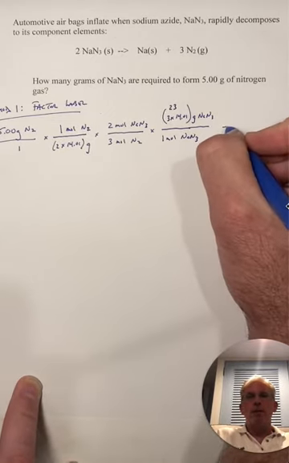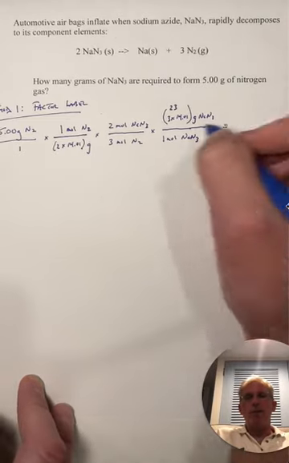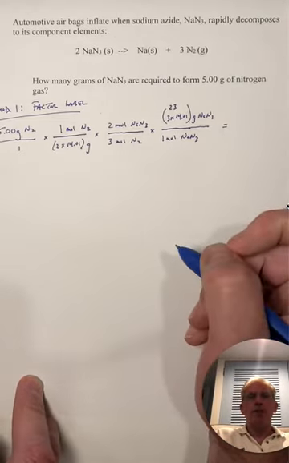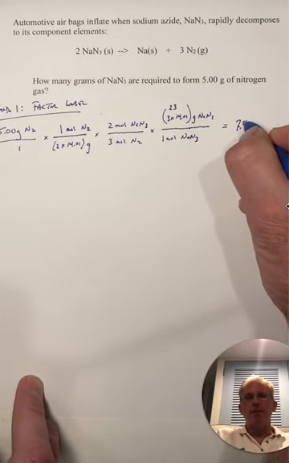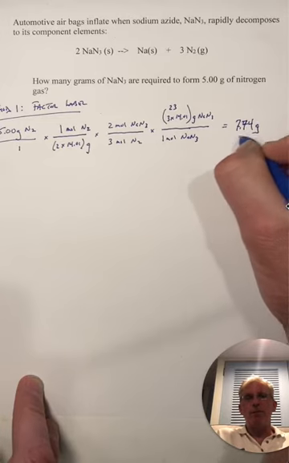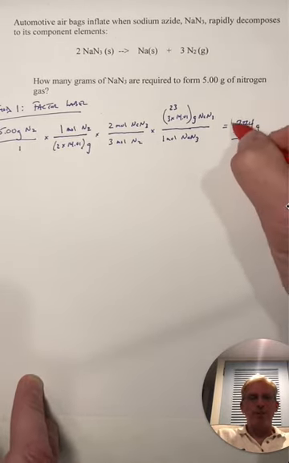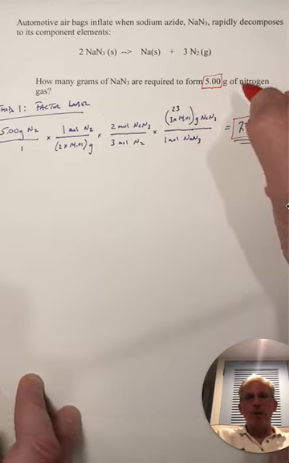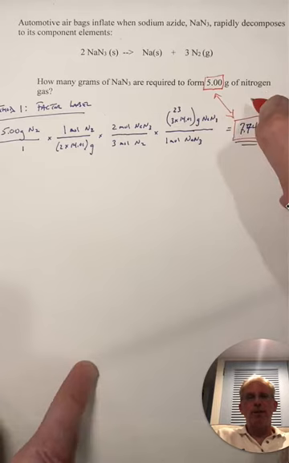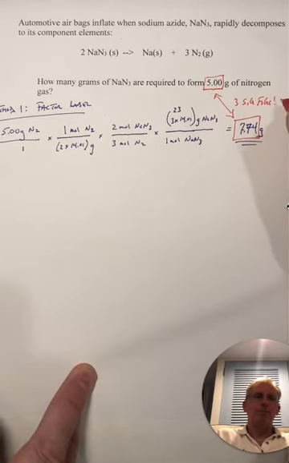And so now, if I cross out all my units, I'm only left with grams of sodium azide. And if I do the math on that, I'm going to get 7.74. Even though it looks like I wrote 7.44, it's 7.74 grams. And again, my problem started with 3 significant figures, so I have to give 3 significant figures in my answer.